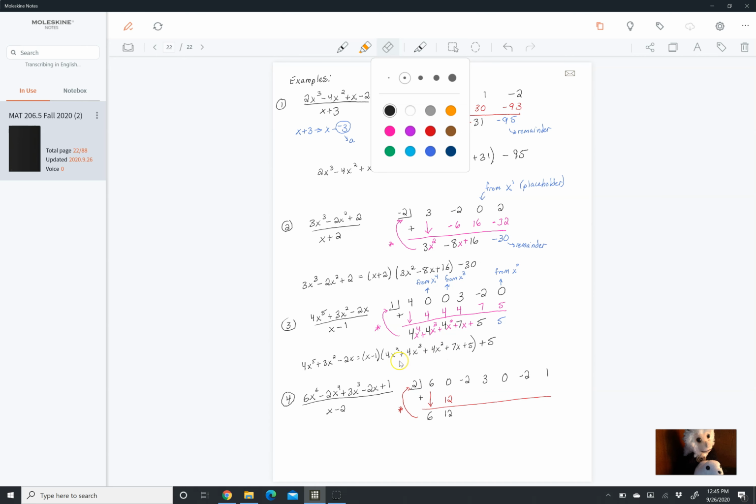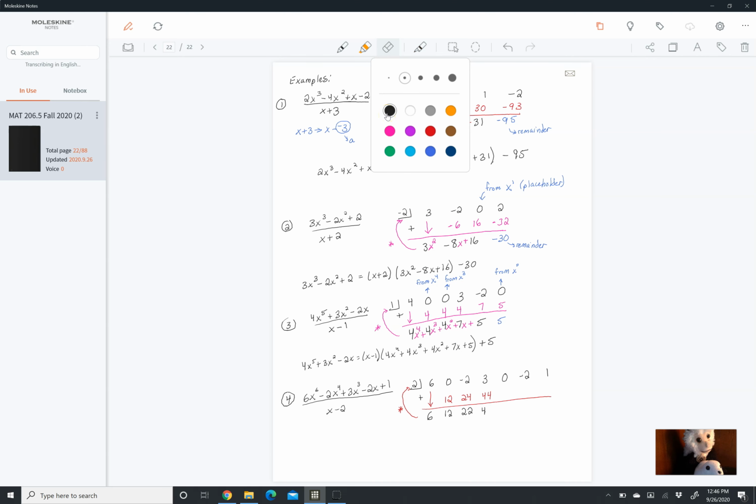Then we have 12 times 2. Okay, bottom row times the divisor. 12 times 2 is 24. Then we add negative 2 and 24 is 22. And sometimes these numbers can get very big. That's okay. Then we multiply. 22 times 2 is 44. Then we add. 3 plus 44 is 47.